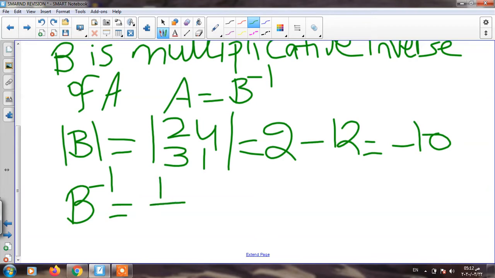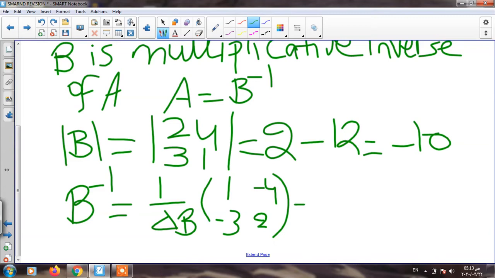1 over the determinant of B. 1 over the determinant of B multiplied by. Can you see the matrix B? Is it clear, the matrix B? Yes. Take it and the main diagonal change places. And the other diagonal change signs. So 1 over -10 multiplied by 1, -3, -4, and 2.